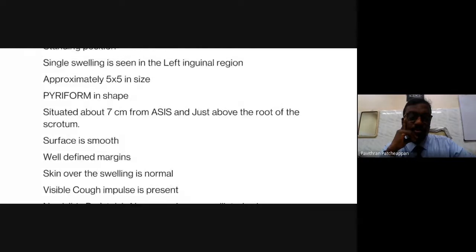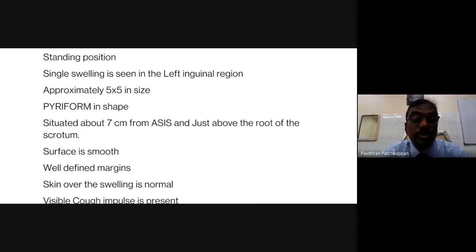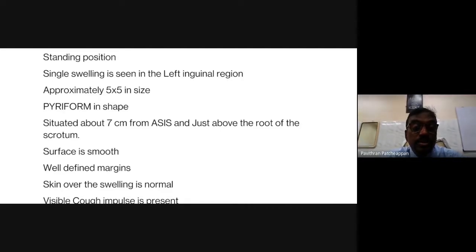Pyriform be 5x5? 5x5 means a hemispherical swelling. Okay. It's a circular swelling, hemispherical. Yes, you mean pear-shaped or pyriform? How can it be 5x5? Sorry, sir. You should give it correctly. Okay. You can say 5x3. Okay. So it is like pear-shaped. Okay. Right. It was situated about 7 centimeters from the anterior superior iliac spine, and it was just above the root of the scrotum. Good.